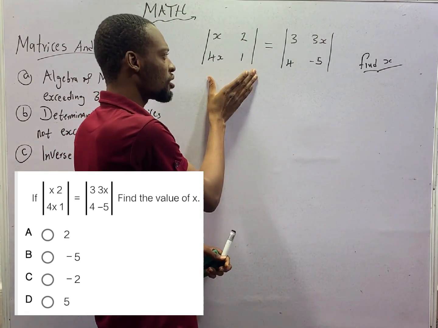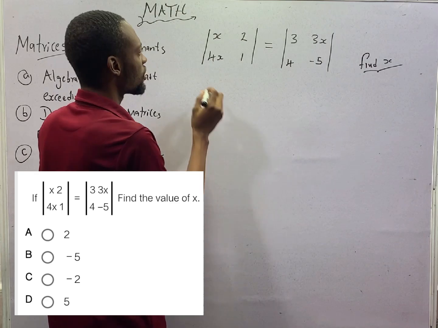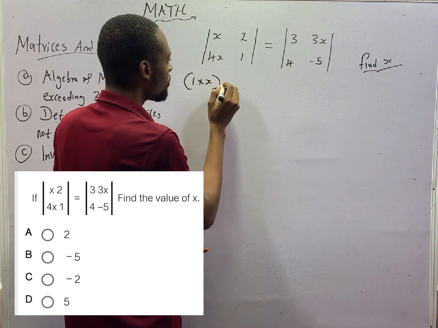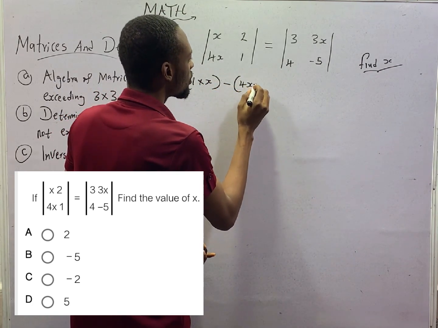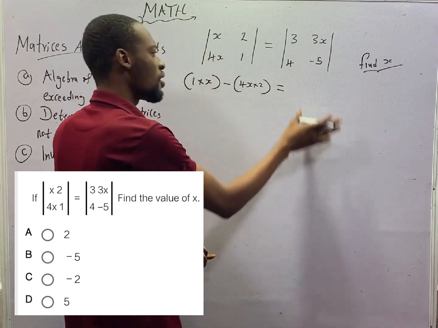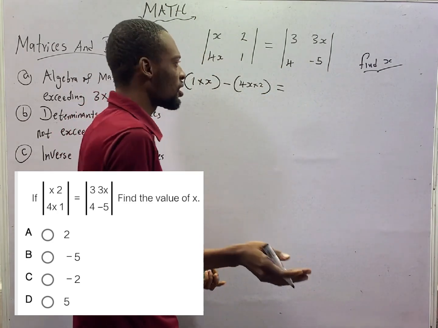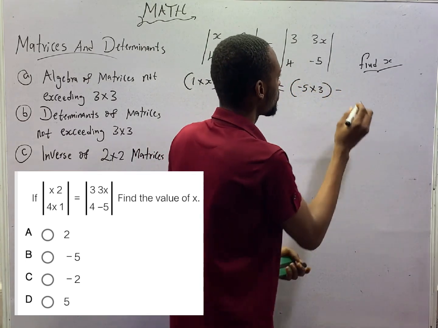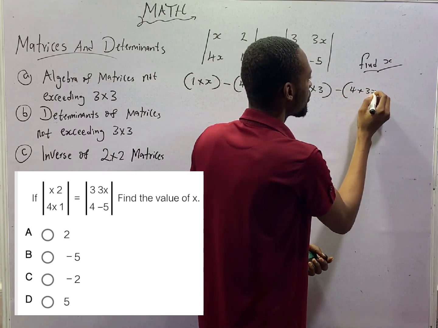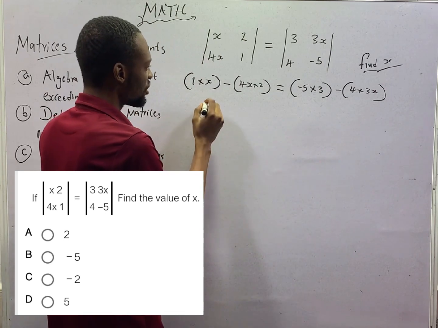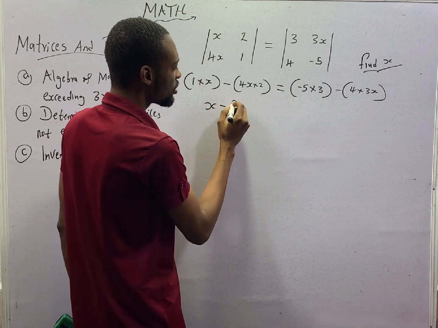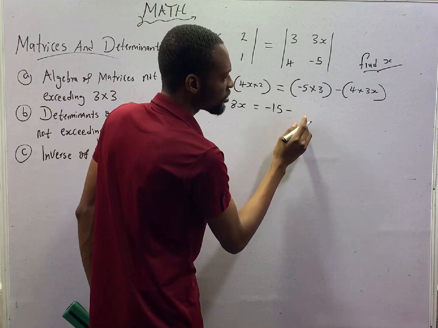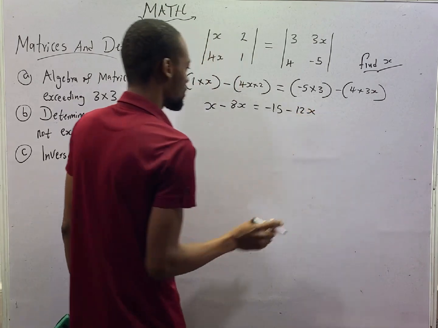This is a 2 by 2 matrix. The determinant of this guy will definitely be S times 1 or 1 times S minus 4S times 2. This should also be equal to the determinant of the second matrix. And that will be minus 5 times 3 minus 4 times 3S. From here, this is S minus 8S is equal to minus 15 minus 12S.